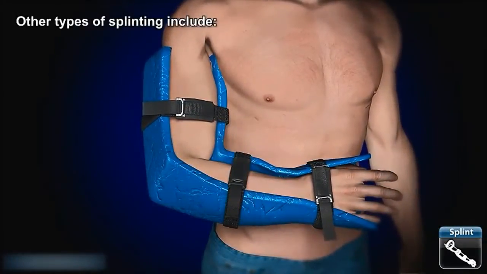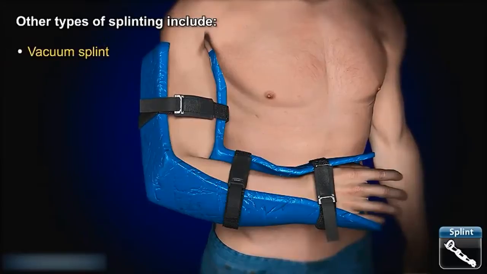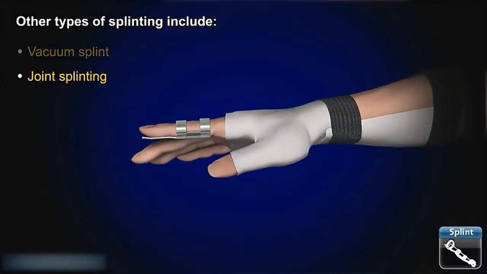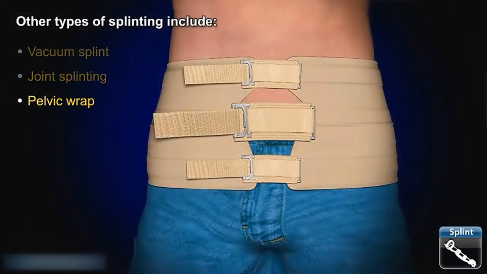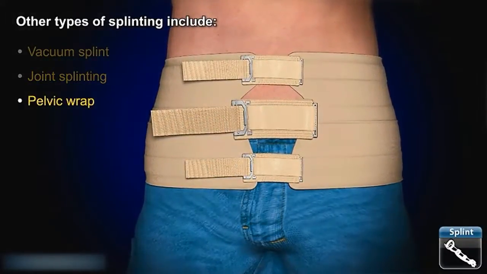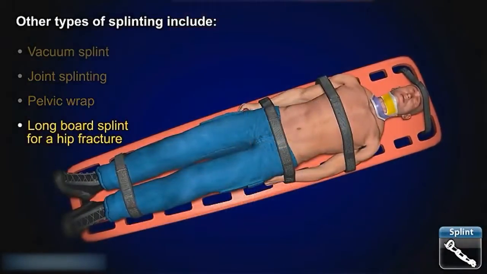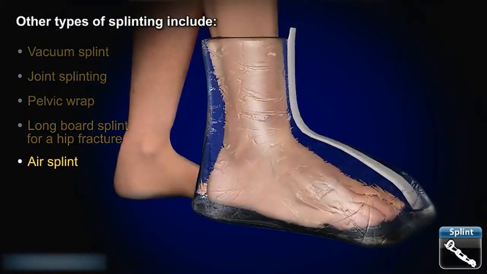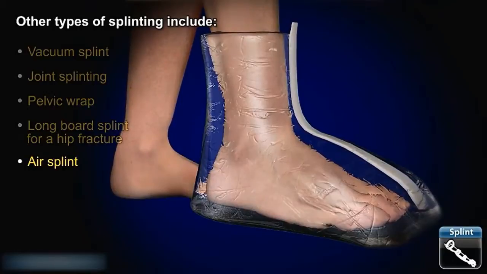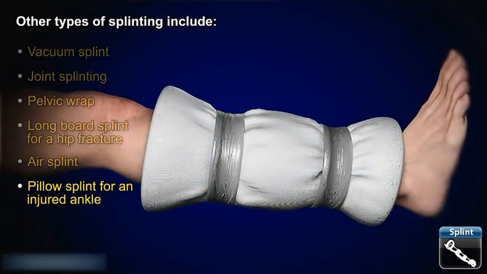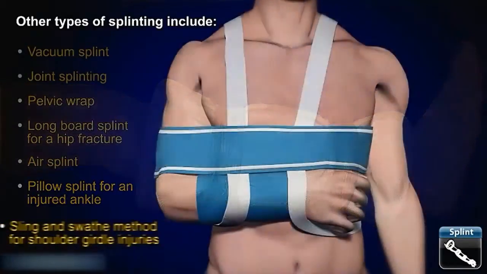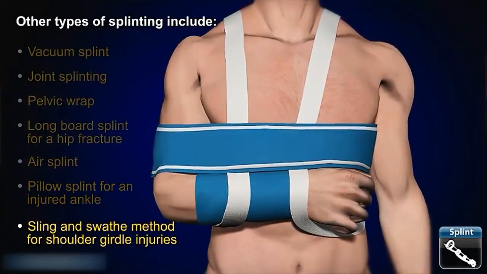Other types of splinting include vacuum splint, joint splinting, pelvic wrap, longboard splint for a hip fracture, air splint, pillow splint for an injured ankle, and sling and swath method for shoulder girdle injury.